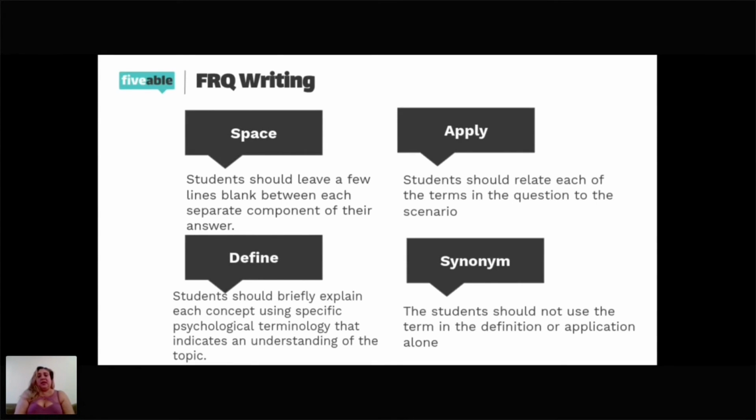Okay. So when you're FRQ writing, you have spacing, application, definition, and synonym. When you answer the questions, you space in between. You apply the key term to whatever scenario they're talking about. You can use a definition to make a paragraph a little bit longer, 3 to 4 sentences. And then you can also use a synonym, which tells the reader that you actually know the term well enough that you can give another word that has the same meaning. Does that make sense? Yeah, or no. Those are 4 things that you do.